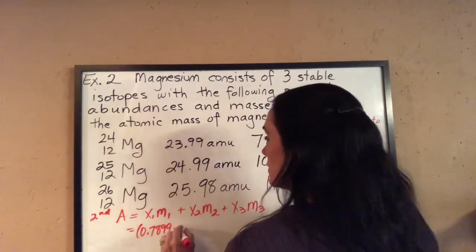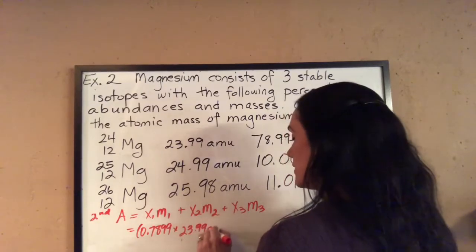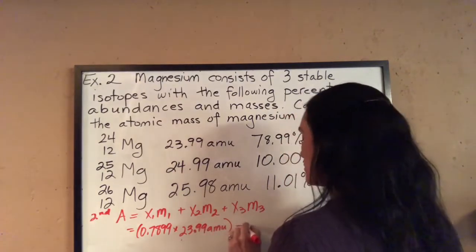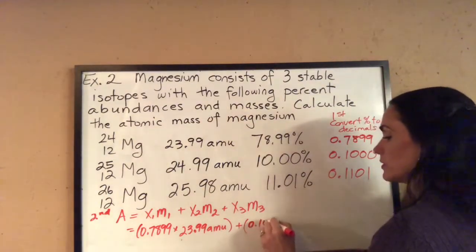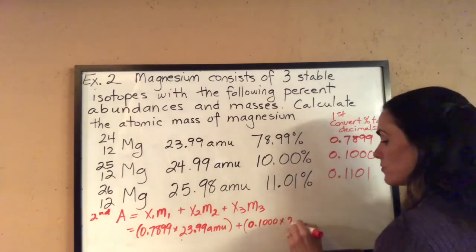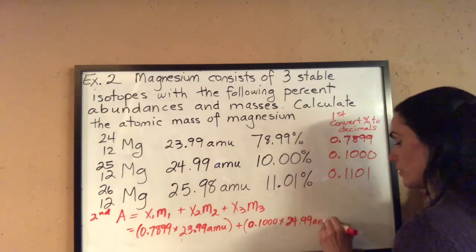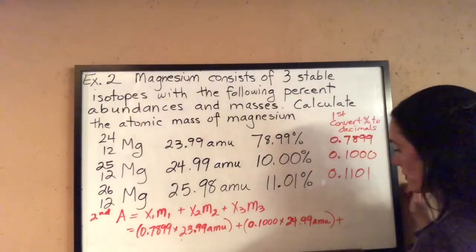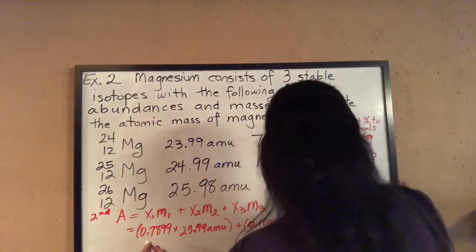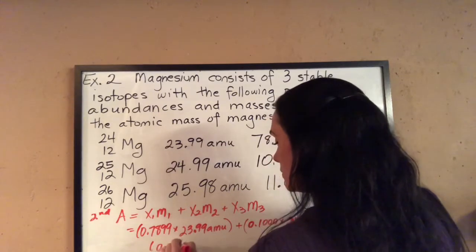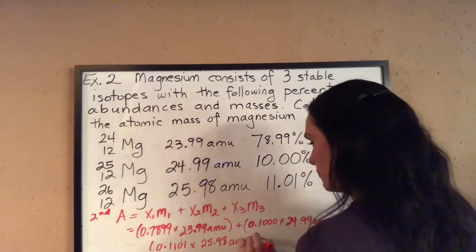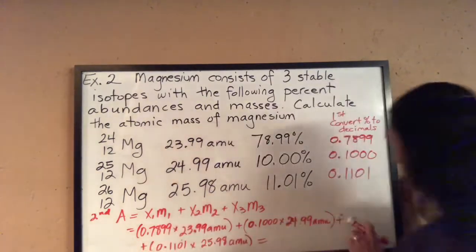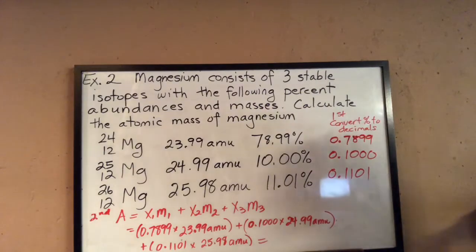So 0.7899 times 23.99 AMU, that's our first term for the first isotope. Add that to the product of 0.1000 times 24.99 AMU for our second isotope. And then we have our third isotope. I do not want to squish that down, so I'm going to write it below here. 0.1101 times 25.98 AMU. Okay, I'll put the plus here. All right.